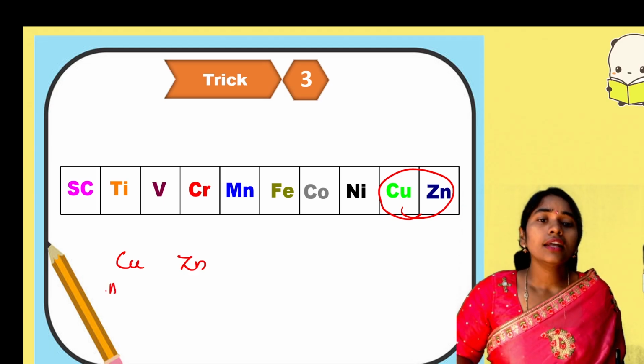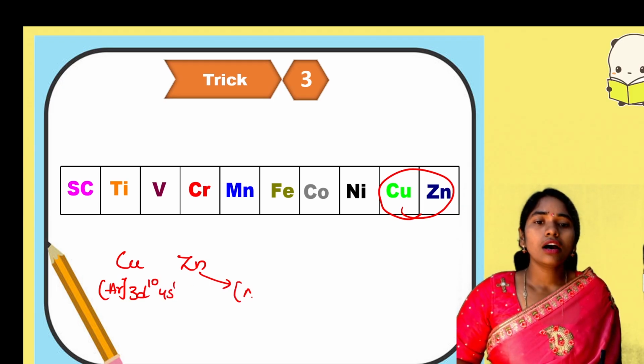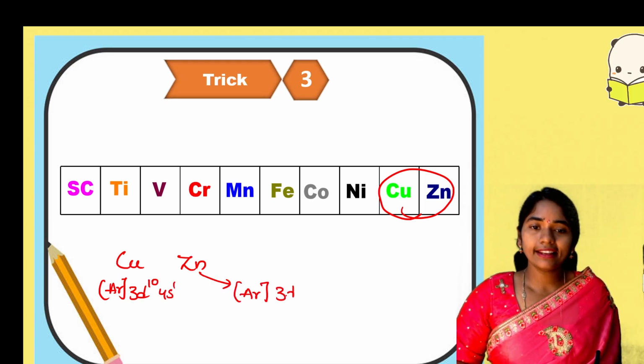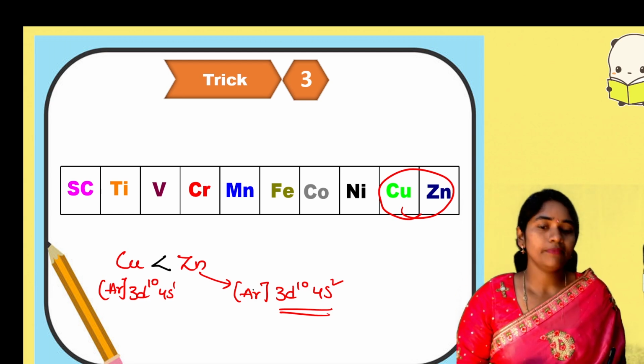See trick number 3. Scandium, titanium, vanadium, chromium, manganese, iron, cobalt, nickel, copper, zinc. What they may ask you is copper and chromium, which is having more ionization energy. Copper and zinc, which is having more ionization energy. Copper's configuration is argon 3d10 4s1. Zinc configuration is argon 3d10 4s2. So it is having completely filled configuration. So in this case, we can say zinc is having more ionization energy, right?